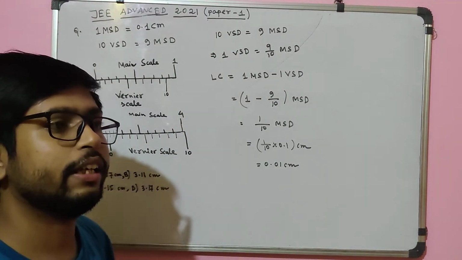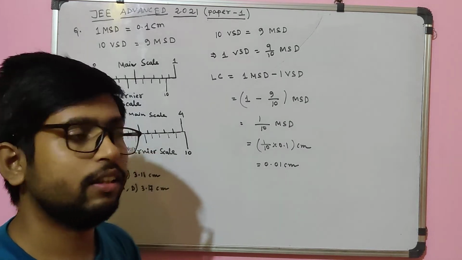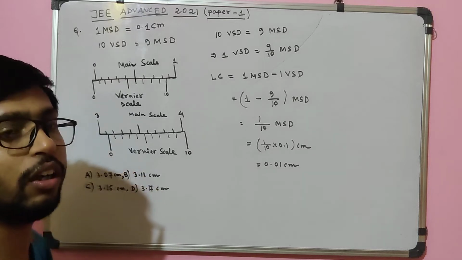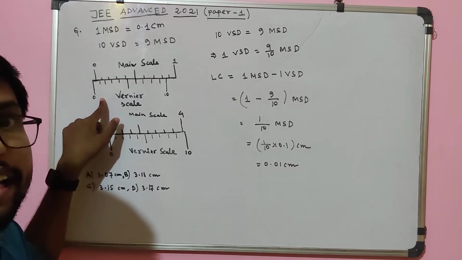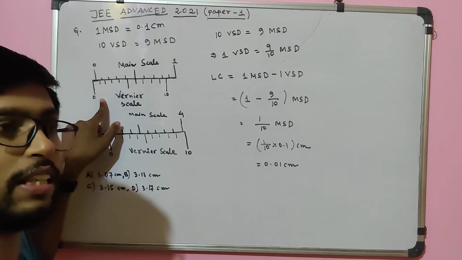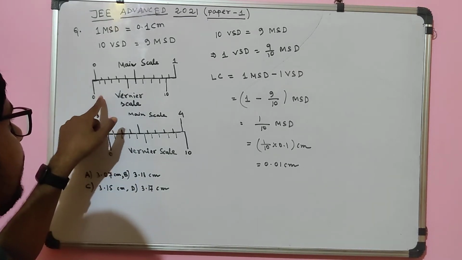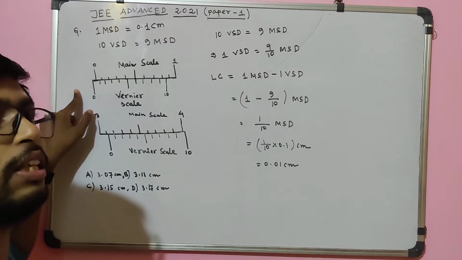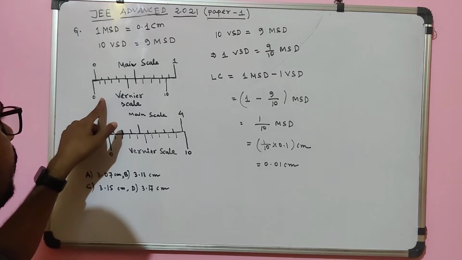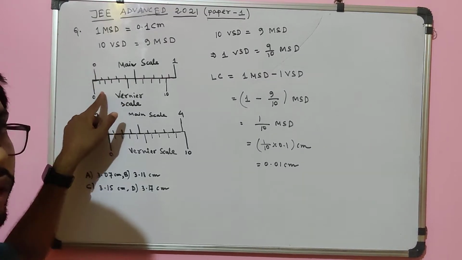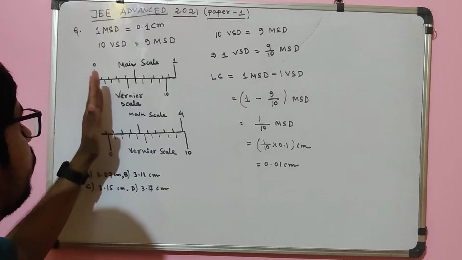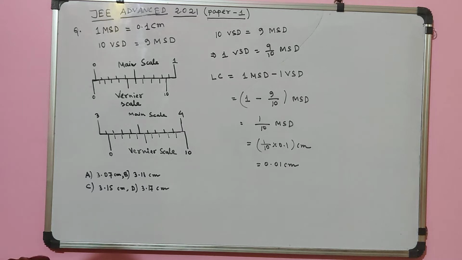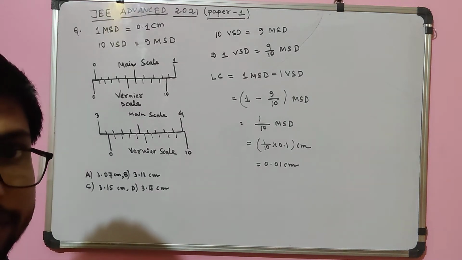Now we have to see if there is some initial error in the Vernier calipers. Yes, there is some initial error, and we can see it is a negative error. We say it is a negative error when the Vernier scale is behind the main scale. And we say it is a positive error when the main scale is behind the Vernier scale, or the Vernier scale is ahead of the main scale. But here it is a negative error for sure. And what is the value of that negative error? How can we find it?